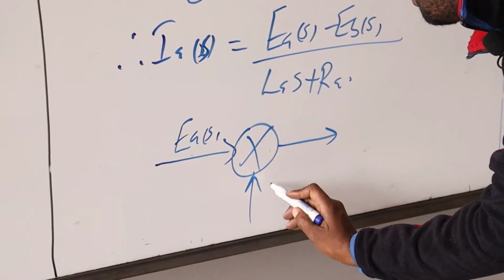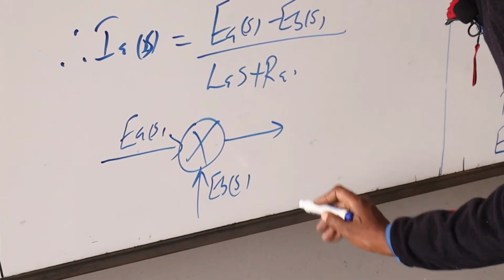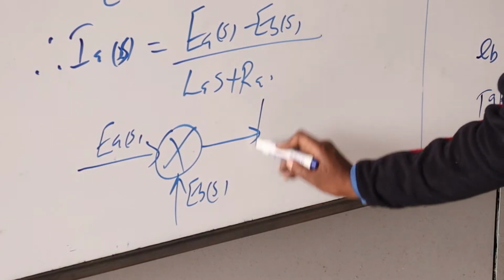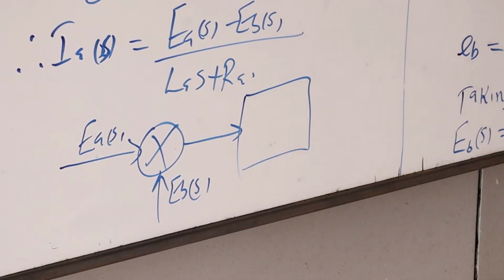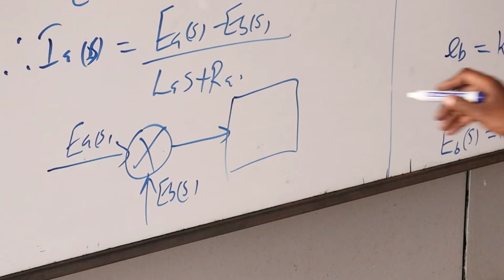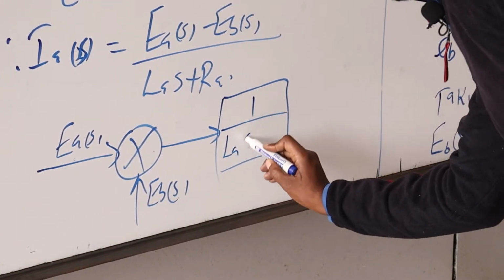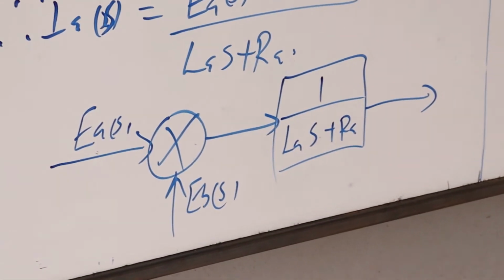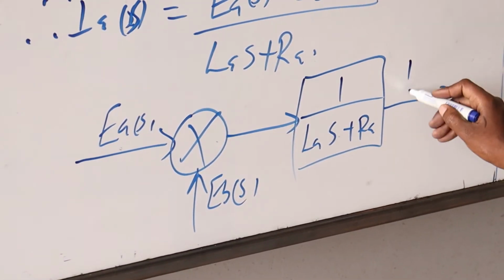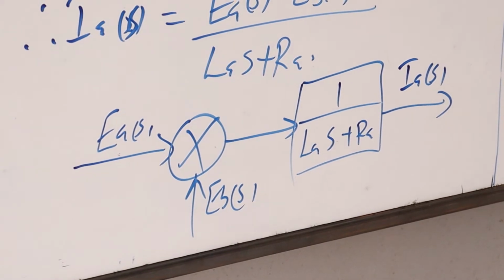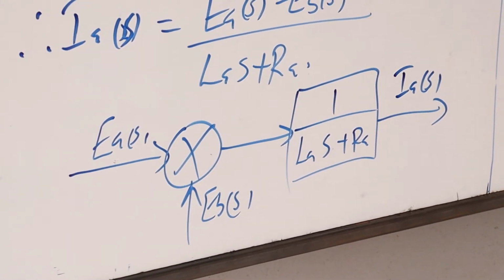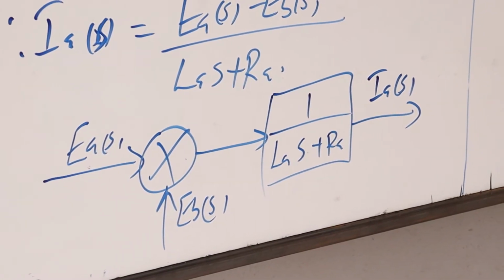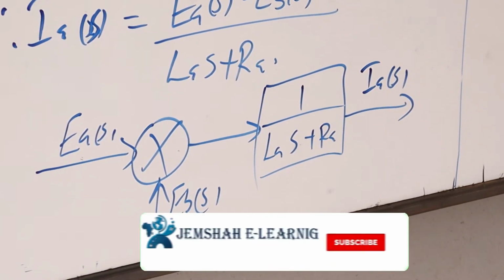then here we have EB of S. After the EB of S, of course, we have this one as the block, whereby we have 1 all over LAS plus RA. And then the output now will be IA of S. That is now the block diagram when you look at it from the differential equation part. So that is the second part that we are going to come up with to develop the block diagram.